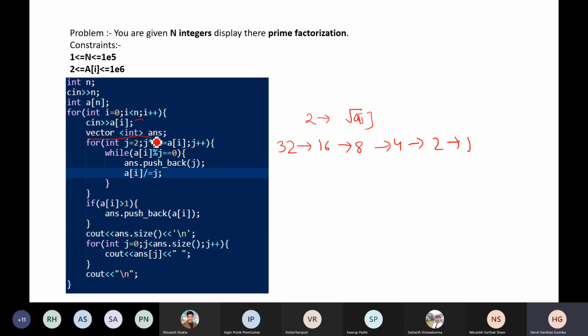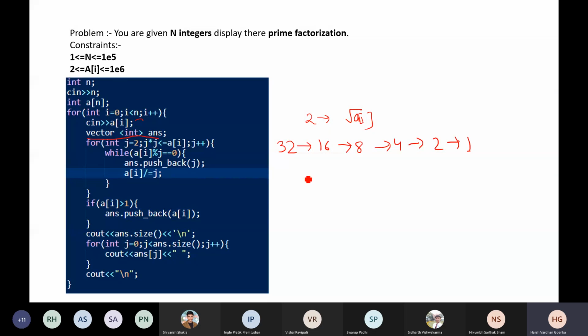And I guess you might have studied vectors in the basic STL class. So you will keep on pushing the prime factors and you will go till square root of a_i. But one thing you need to check is that if still, after coming out of this loop, a_i is greater than 1, then I can say that a_i is a prime number. Basically, a_i is a prime number and I will push it into the prime factorization.